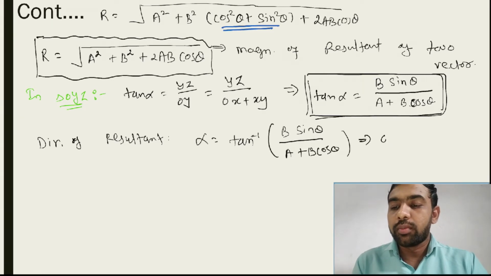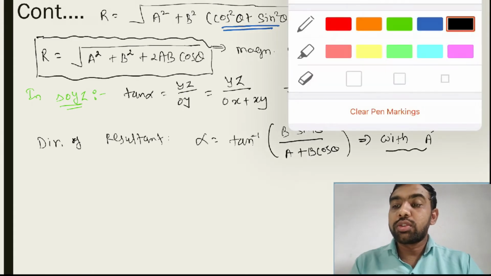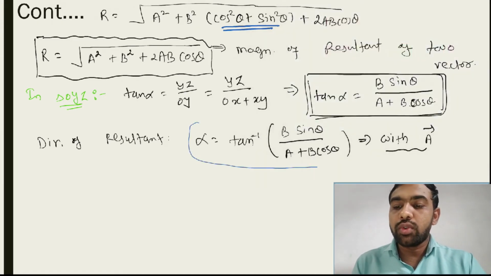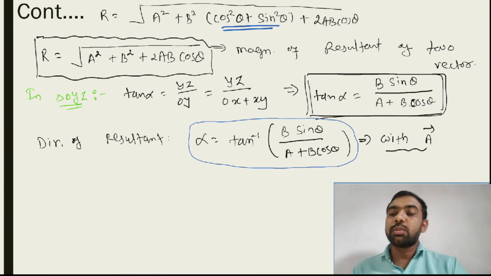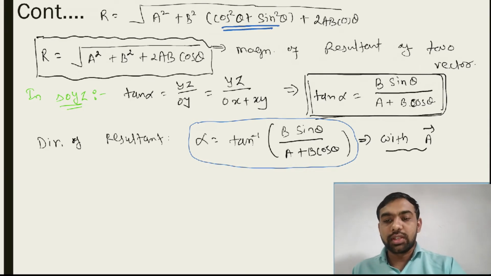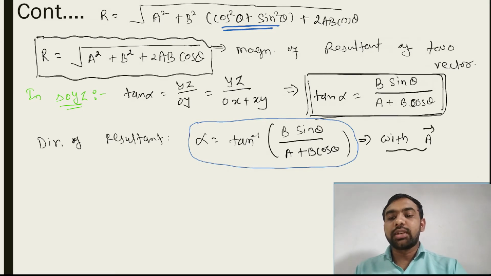This is with a, with which vector? a. You must note here, if you want to find this resultant with b, then the answer is what? Tan inverse a sin theta upon b plus a cos theta. Exactly like this.